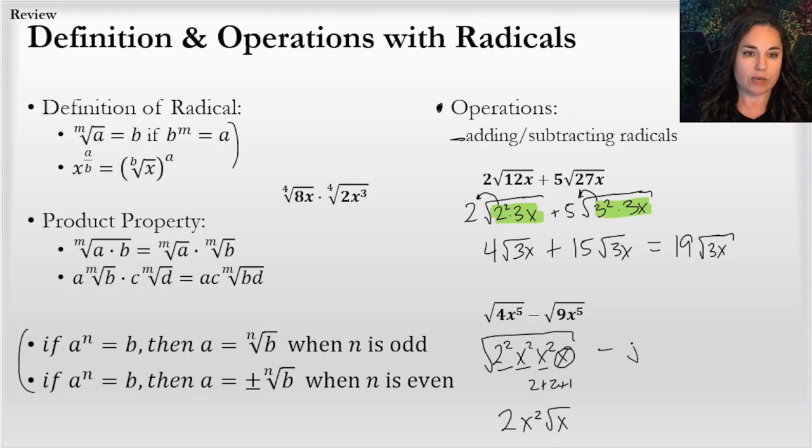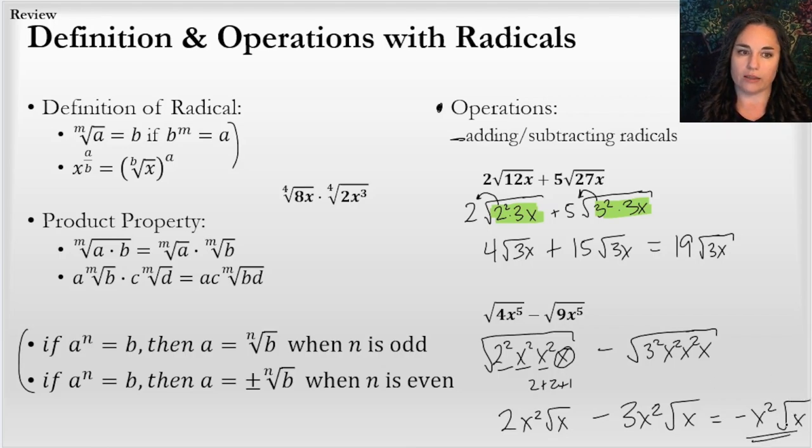I'm going to play the same game with this next term. I have 3 squared, x squared, x squared, x. So this is going to simplify to 3x squared, square root of x. 2x squared square root of x, minus 3x squared square root of x, is negative x squared square root of x, and that will be the answer for simplifying that.